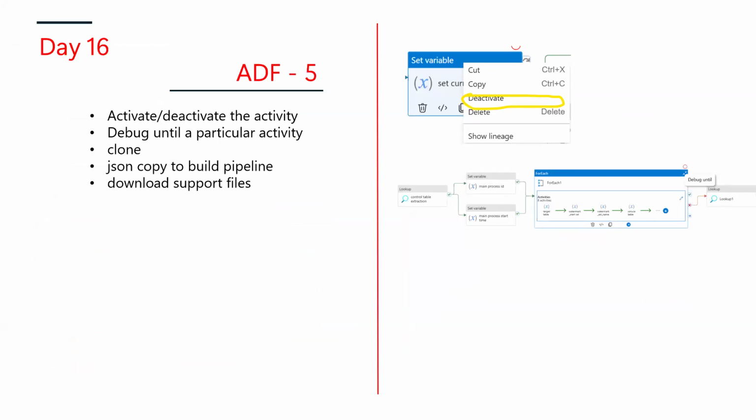Just a few things before I forget, that you need to remember. You can activate and deactivate the activities inside your ADF. Once you right click, you can see activate and deactivate for your activity, so based on your requirement you can do that. One more option we have seen is debug until a particular activity. If I want to run only up to this point, then you can use debug until.